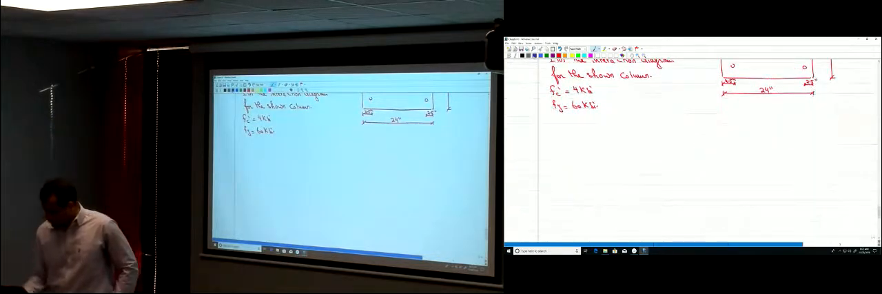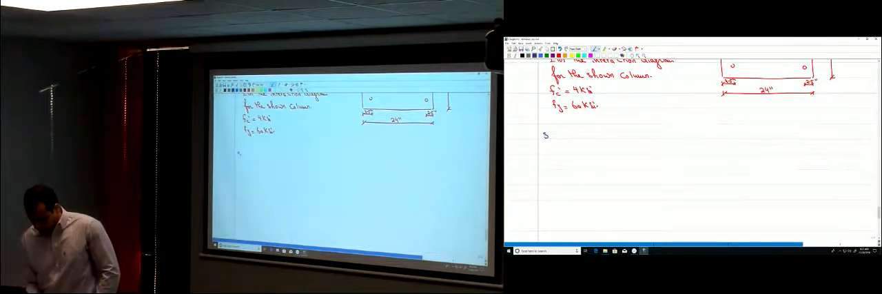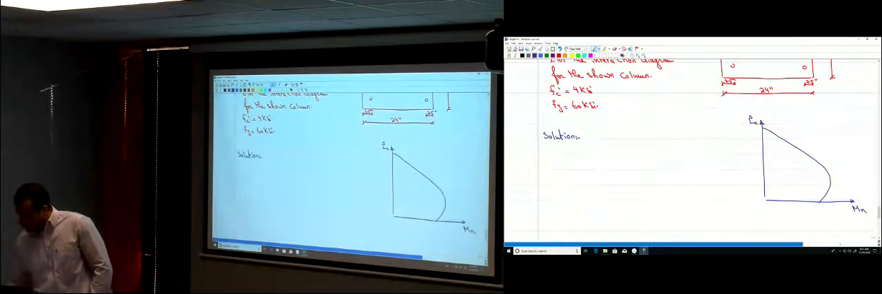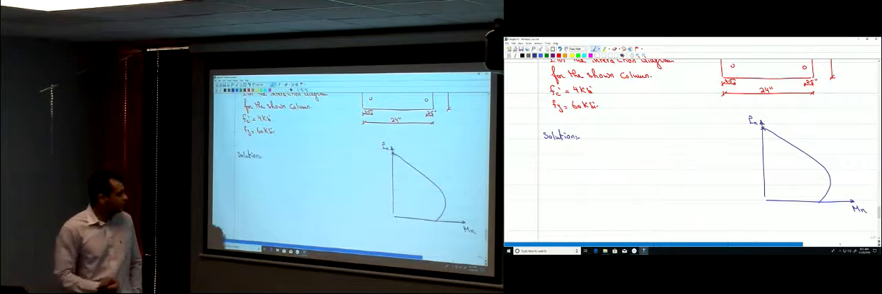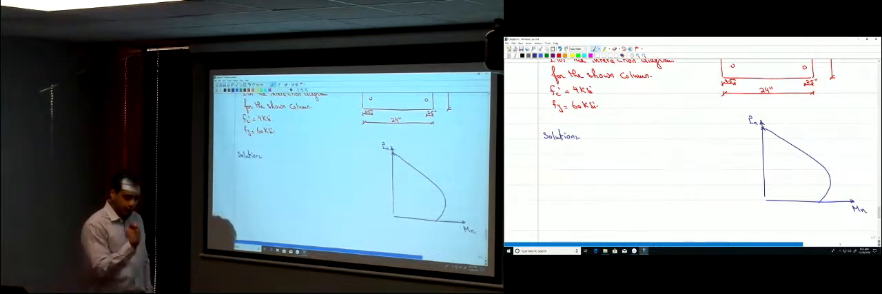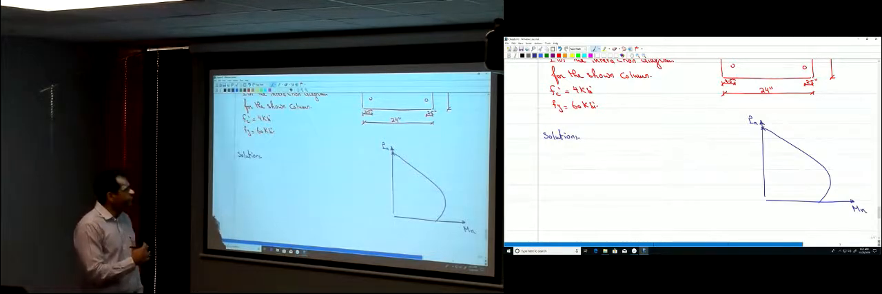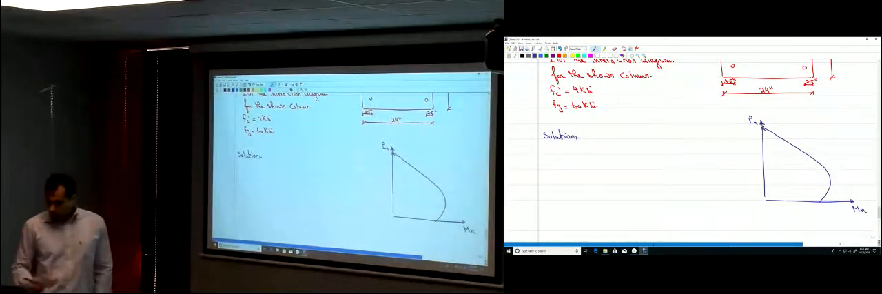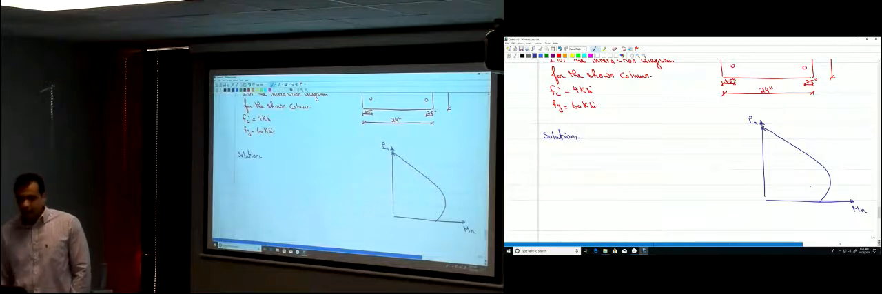So for the solution here, the interaction diagram is a relationship between Pn and Mn that can be resisted with this column. I need to just plot some points here. The more points you plot, the higher accuracy for that curve will be. But there are basic points that you must find. What are those? This point here.